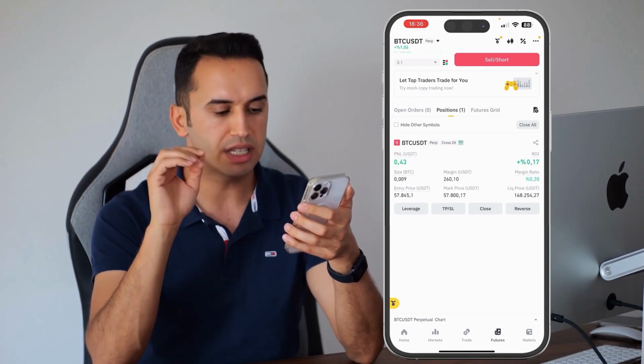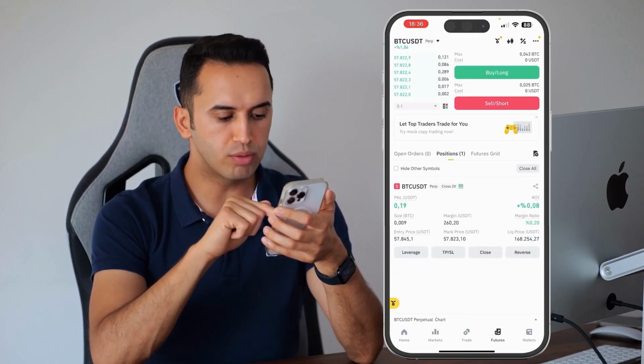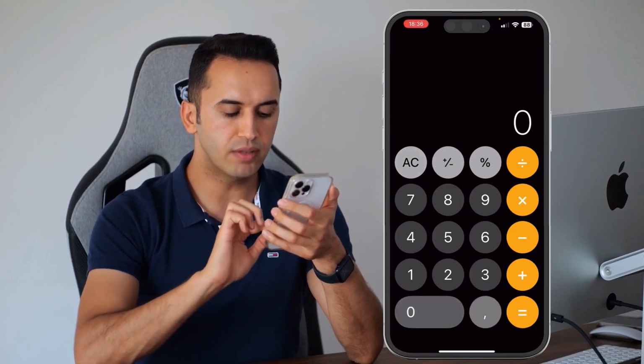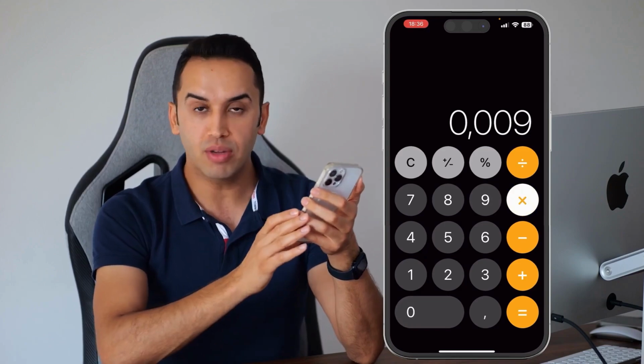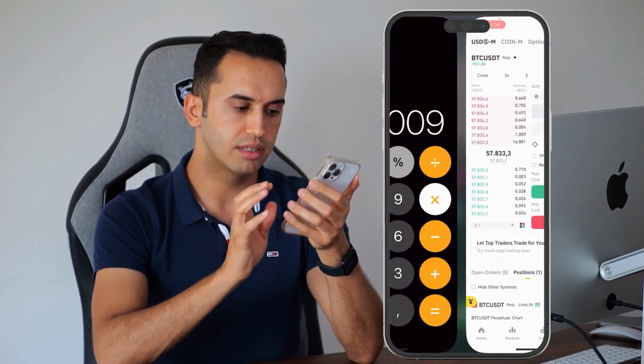Right now, my position is at a profit of $0.43. So how do we calculate this funding fee? This is how we calculate it, my friends. The size of this position is 0.0009. I'm back at the calculator, 0.0009, multiplied by the price of Bitcoin while receiving the funding fee. Let's go to the current price: $57,800.